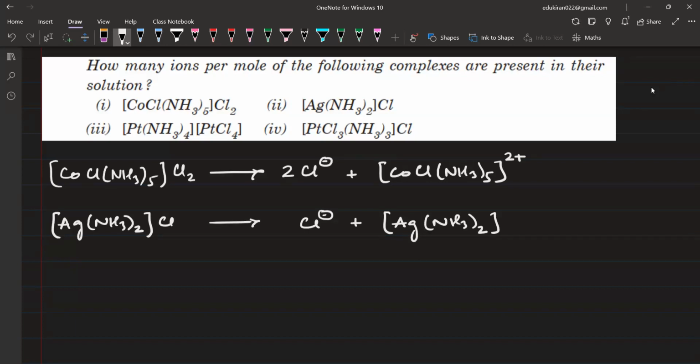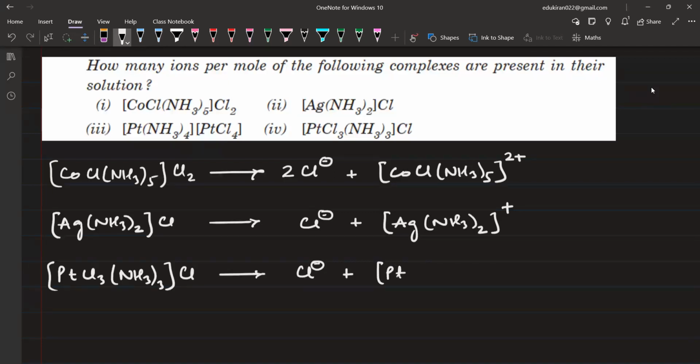Positive. How much positive? One. Positive, ठीक है। Then third को भी रहने देते हैं, fourth में देखिए we have [PtCl3(NH3)3], and then outside the square bracket we have Cl negative, plus [PtCl3(NH3)3]. The charge will be still +1.